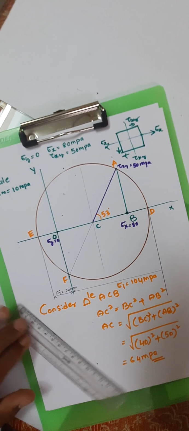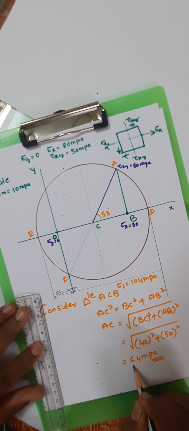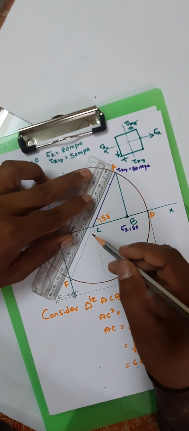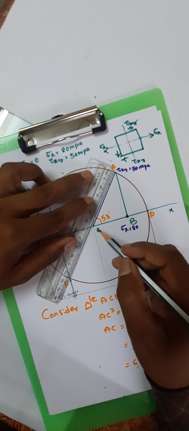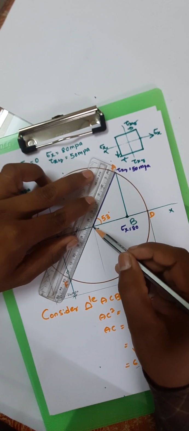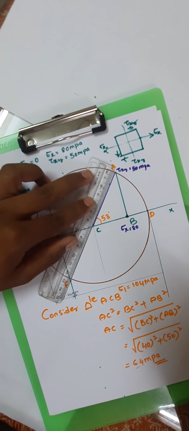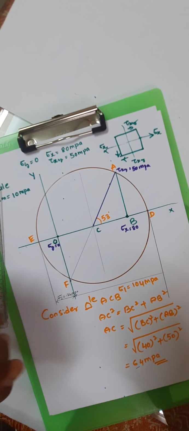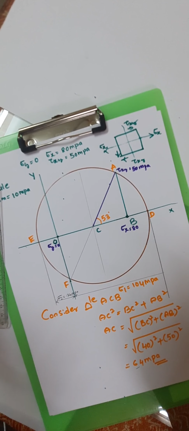If you want to cross-check, from this point as a center, measure the distance between A and C, and you will get 64 MPa. So these are the principal stresses and directions with respect to the graphical method. This is the Mohr circle, and how to draw the Mohr circle.